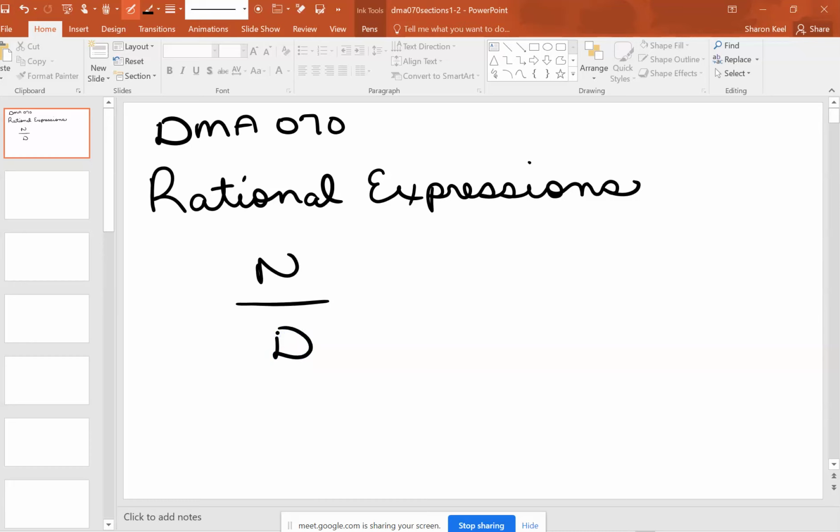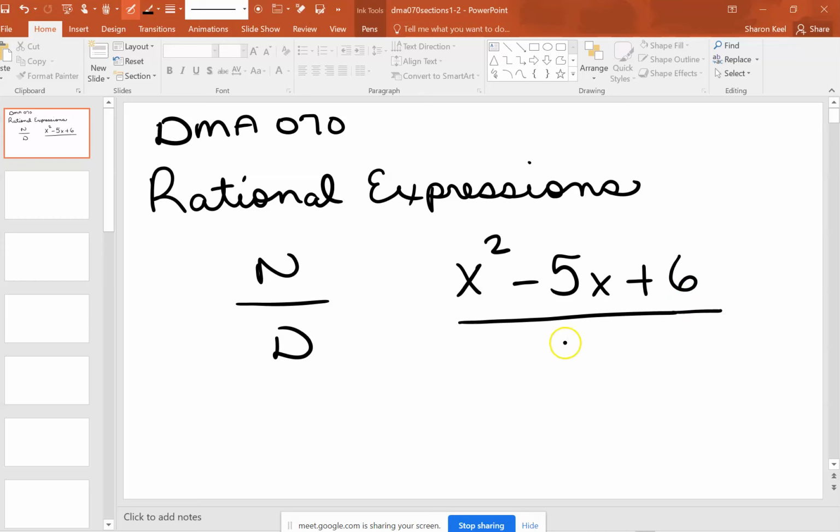What we're going to do is we're going to have items to work with where the expression looks like a fraction, and then what's going to happen is in the numerator or in the denominator, we're going to have an expression. So for example, if I were to have this trinomial over this binomial, this would be called a rational expression.